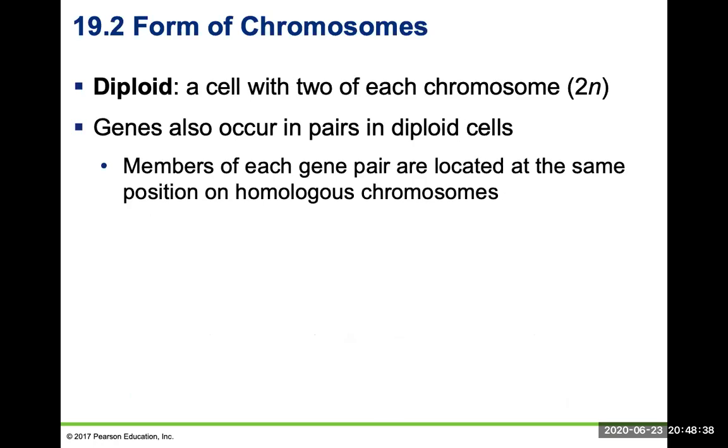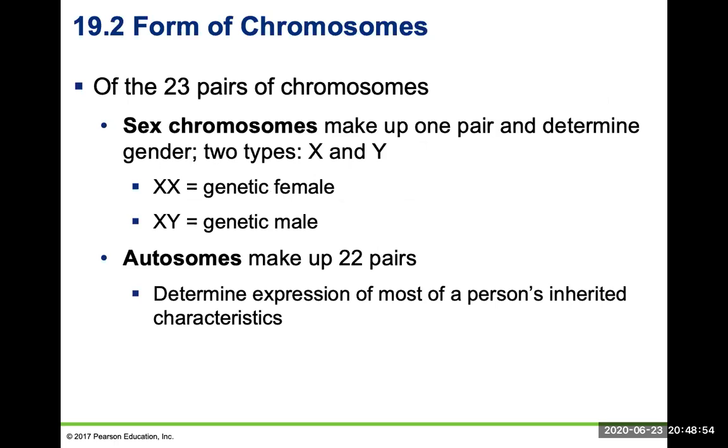Diploid refers to a cell with two of each chromosome, or 2N, and genes also occur in pairs in diploid cells. So members of each gene pair would be located on the same position on the homologous chromosome. Of the 23 pairs of chromosomes, the sex chromosomes make up one pair, and they'll determine the gender. XX is a female, XY is male, and autosomes make up the other 22, and these will determine the expression of most of a person's other inherited characteristics.